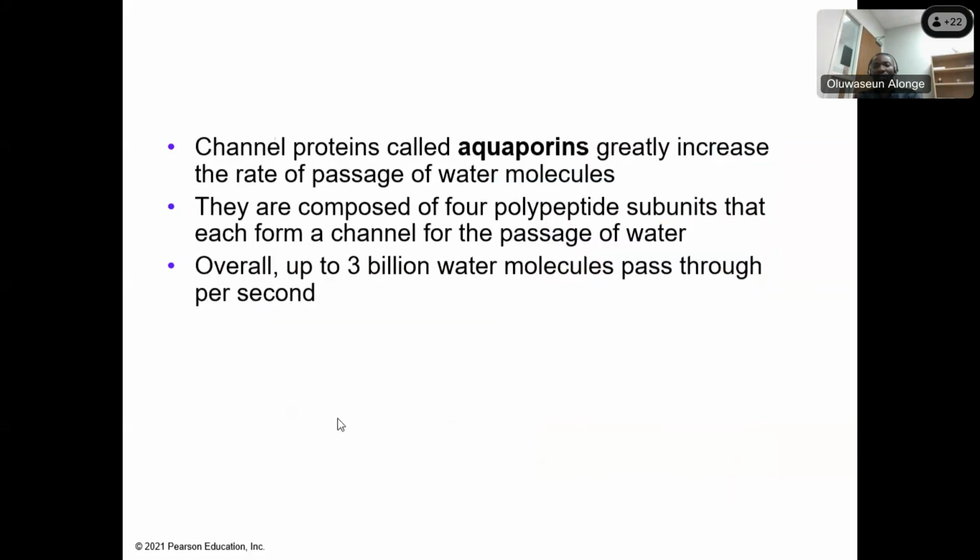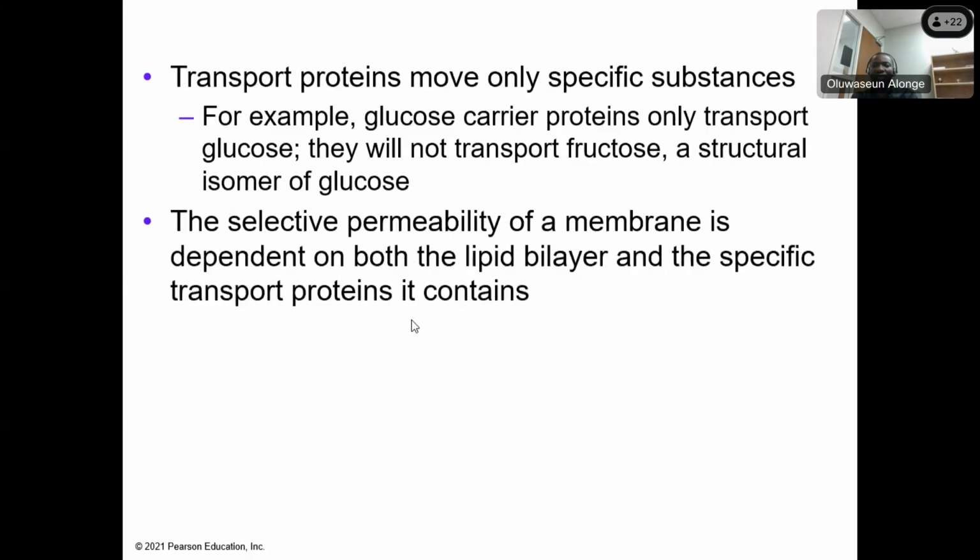All right, let's go. Now, aquaporin is a guide that helps to transport water molecules. Water is able to diffuse through the cell membrane, but in very minute quantity. Then aquaporins help to increase the rate of diffusion. So it's also a protein that helps water molecules to enter into the cell. That's why it's called aquaporin. They are composed of 4 polypeptide subunits that each form a channel for the passage of water. Overall, up to 3 billion water molecules pass through per second.